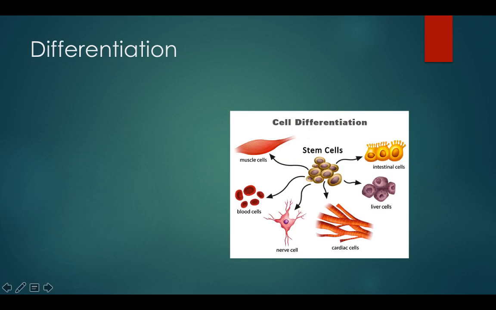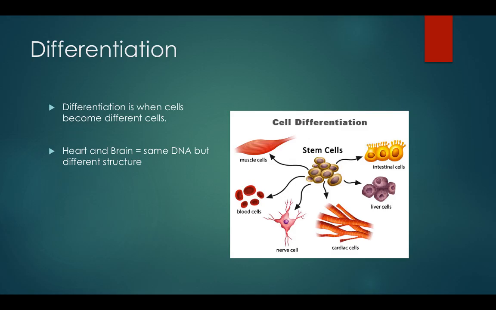Last part of here, guys, is a concept called differentiation. This is basically when a cell becomes different kinds of cells. So for example, heart and brain cells have the same DNA, but they look very different. They have a different structure. Differentiation is when a cell decides to become a new type of cell.